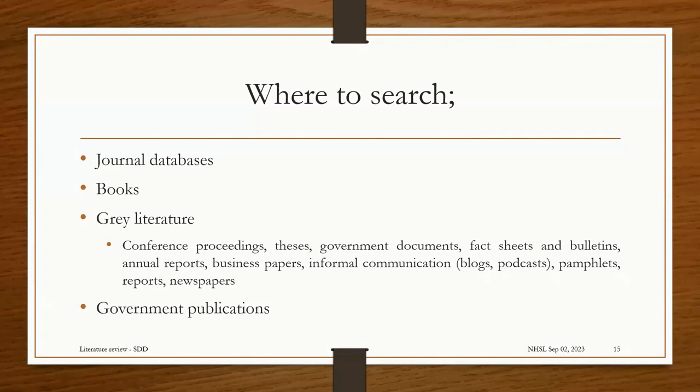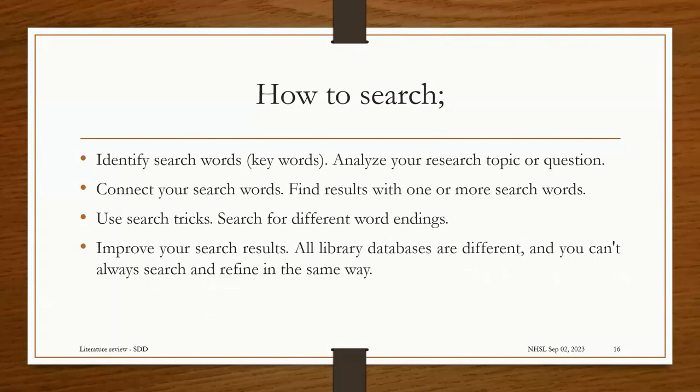So, how to search, identify keywords. Analyze your research topic or question, connect your search words, find research with one or more search words, and then search for different word techniques and improve your search results. All library databases are different and you can't always search and refine in the same way. Again, it takes time. Now, if you say road traffic, there are road traffic accidents, road traffic crashes, motor vehicle accidents, motor vehicle crashes, right?